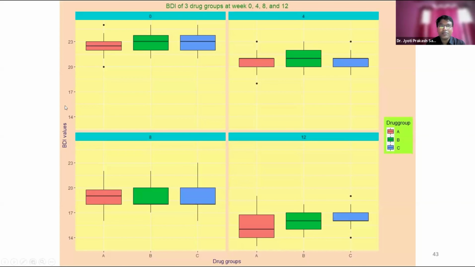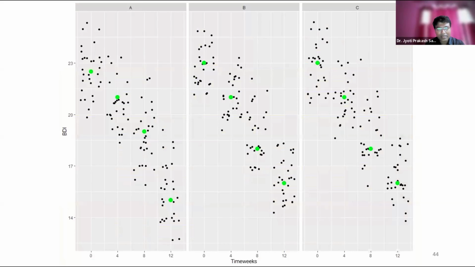This is the theme color. This is the plot color. This is the facet color, the grid ones. This is the legend color. We can color them as per our convenience. Different types of presenting, like these are the jitter plot along with the median values labeled as the green ones.